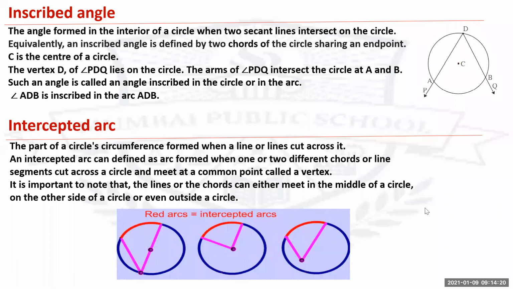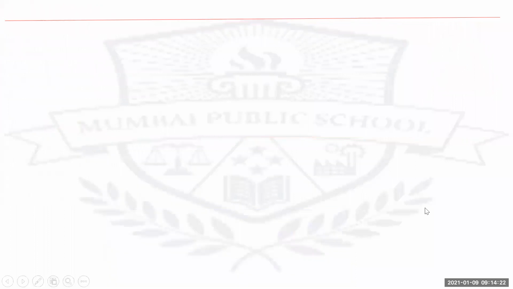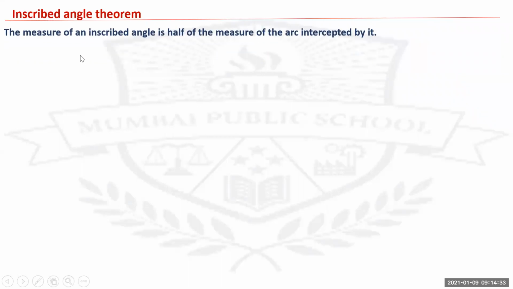So let's move ahead. Inscribed angle theorem, a very important theorem. The measure of the inscribed angle is half the measure of the arc intercepted by it. Based on this theorem, we get questions. You have to understand the application of this theorem, because we use it a lot in solving questions.